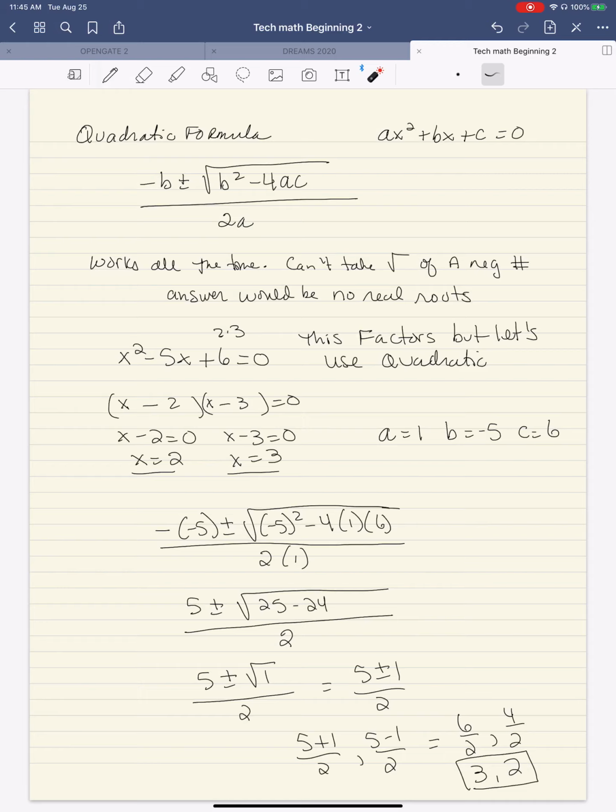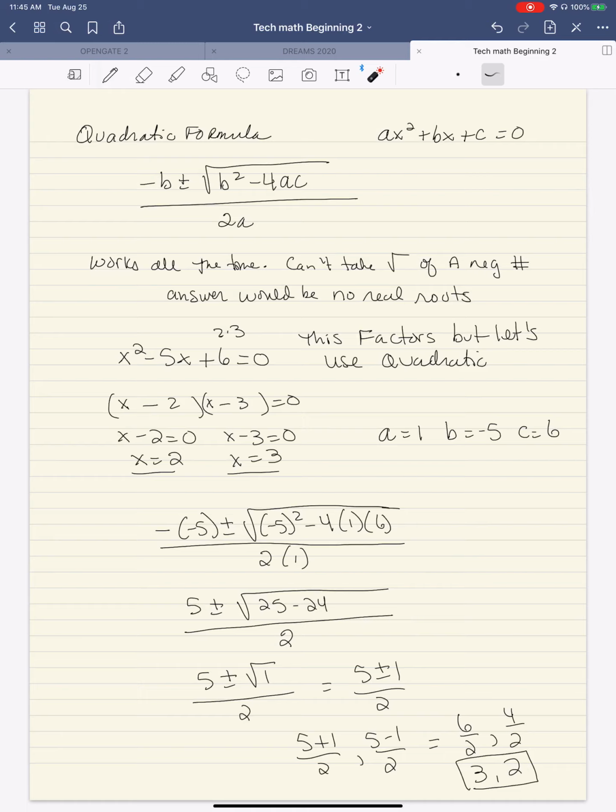Most common errors are students don't write that square root long enough, so they don't end up doing the whole thing. And this division line is under everything. For whatever reason, that seems to get chopped off sometimes. All right, the quadratic formula works all the time. You can't take a square root of a negative number. If that happens, you're going to have no real roots, and I do show that in a coming example.